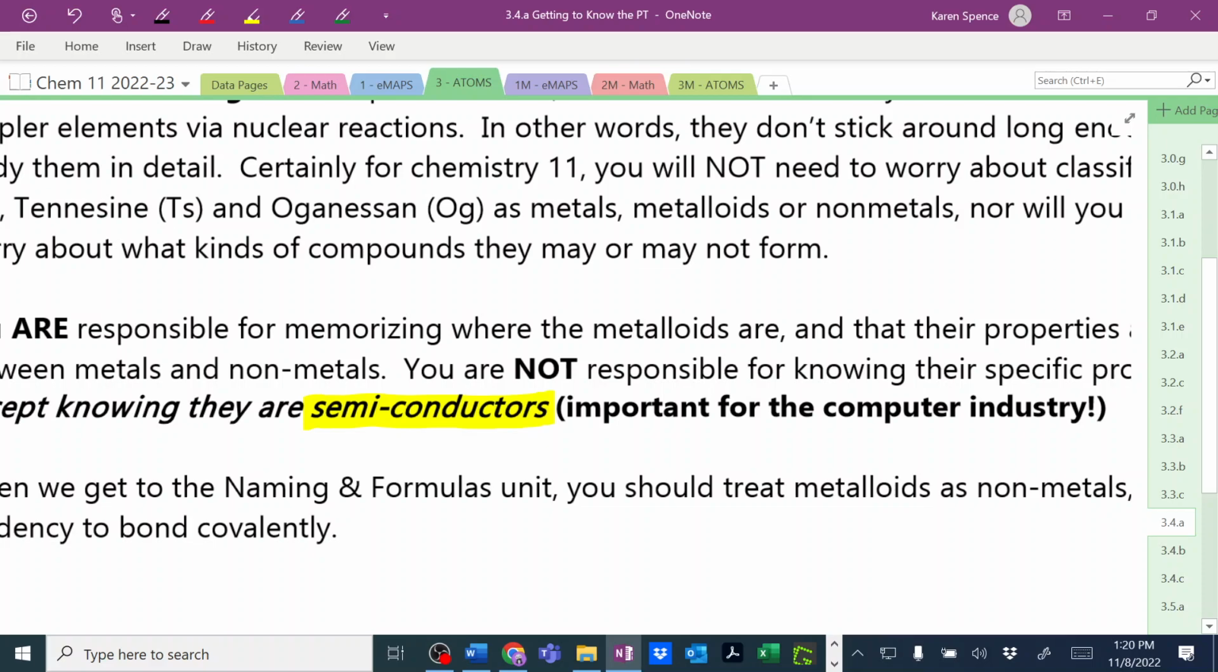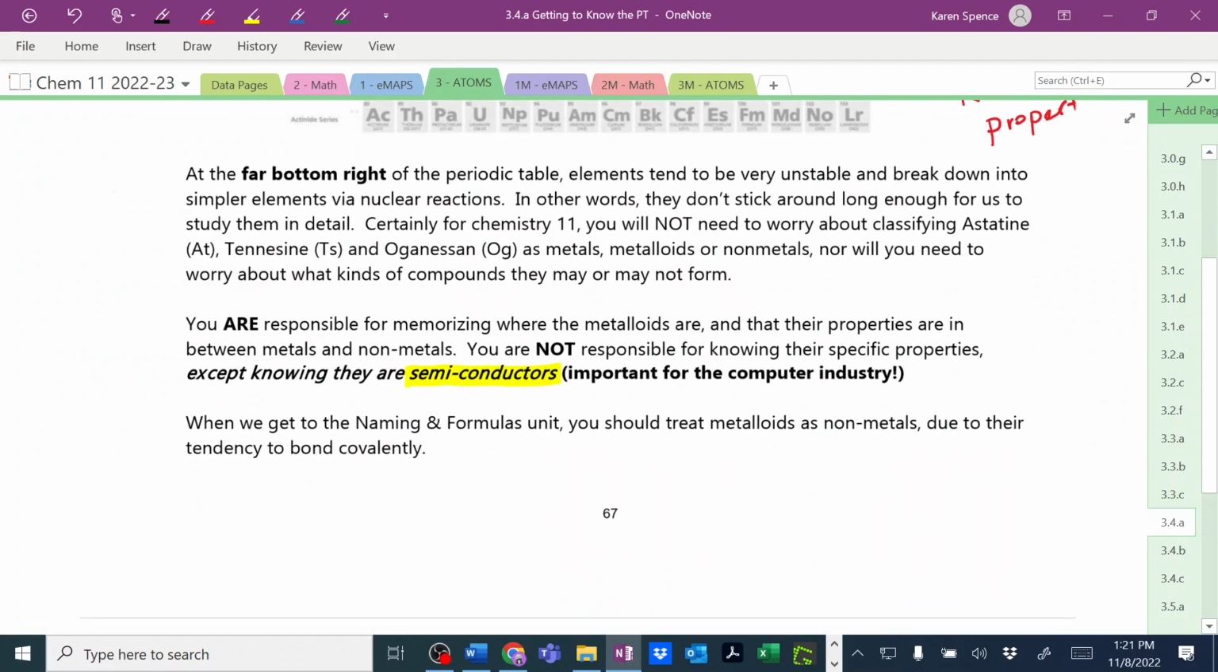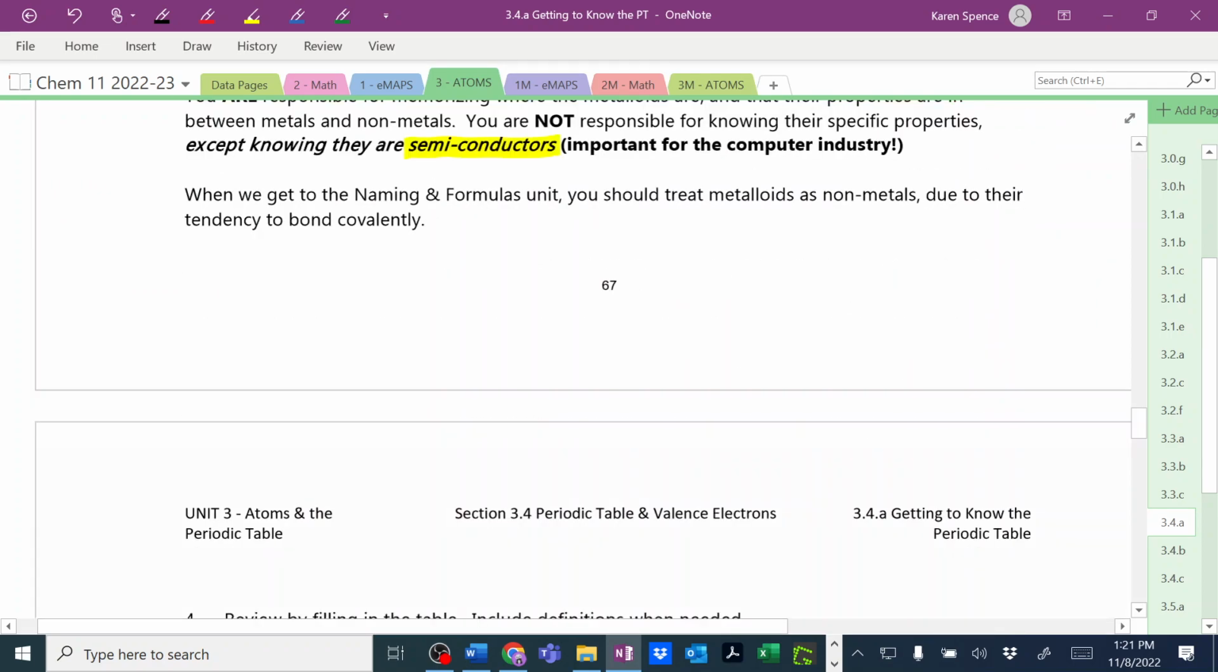So I think it's important enough that you should be like, ooh, metalloids, semiconductors. Okay, that's all you need to know though. And when we get to the naming and formulas unit, you should remember to treat metalloids like non-metals because they tend to bond covalently. That'll be our next unit.